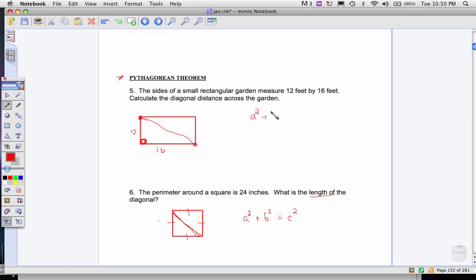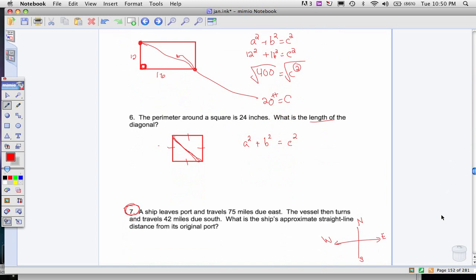Now, if you look at your formula sheet, the only formula we have for a right triangle is a squared plus b squared equals c squared. 12 is your a, and 16 is your b. Now, 12 squared plus 16 squared should give you 400. And in order to get rid of the squared, like we did on the last problem, take the square root. Now, c equals 20, and you know that length. In this case, it is 20 feet.